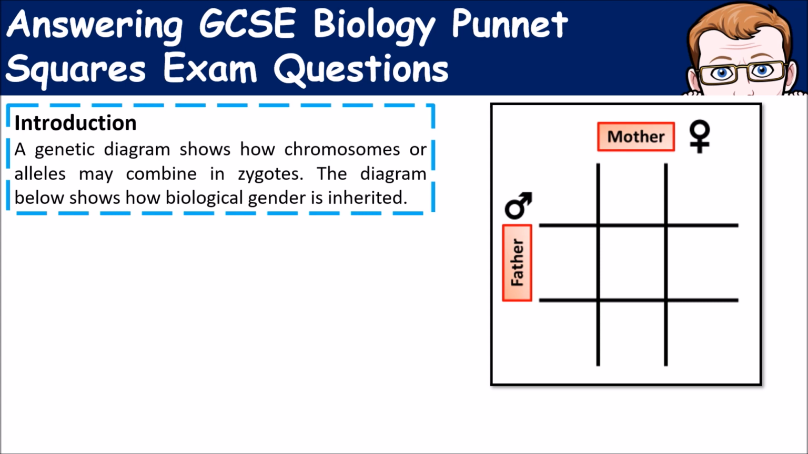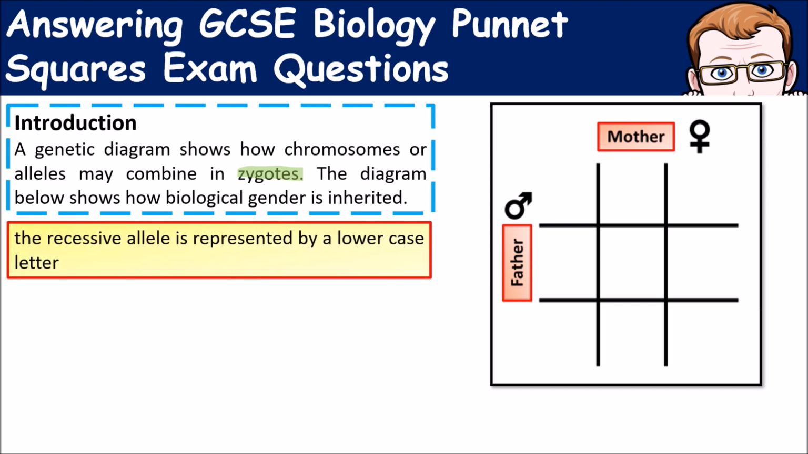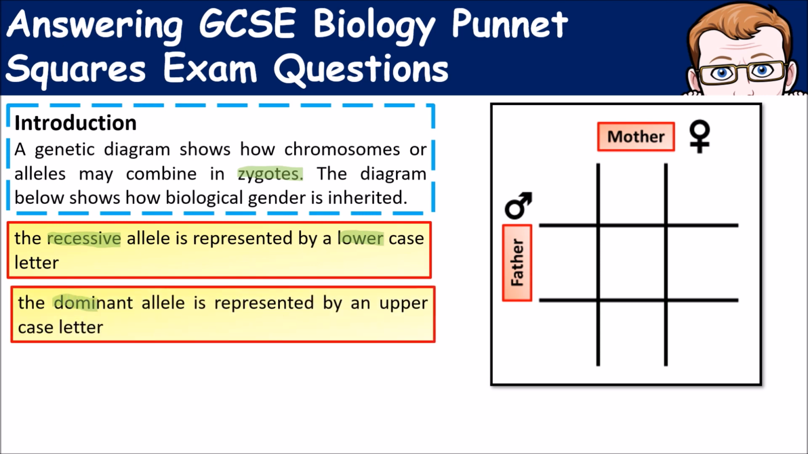Right, let's have a look at the question. A Punnett square or a genetic diagram shows the chromosomes or alleles that may be combined to make zygotes. Remember, a zygote is what we call a fertilized egg after it starts dividing. There are a few key things that we need to remember. Recessive alleles or recessive genes are always represented by lowercase letters. The dominant allele or the dominant gene is always represented by an uppercase letter.